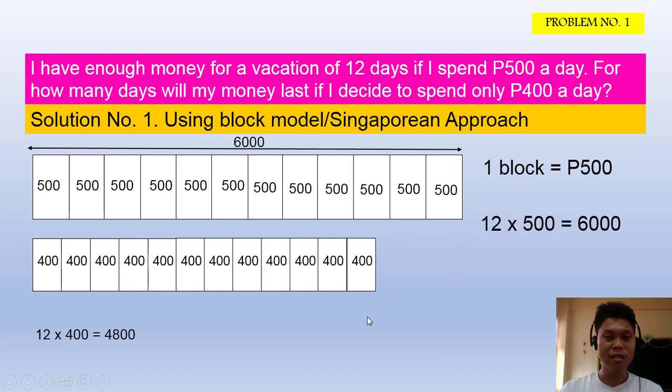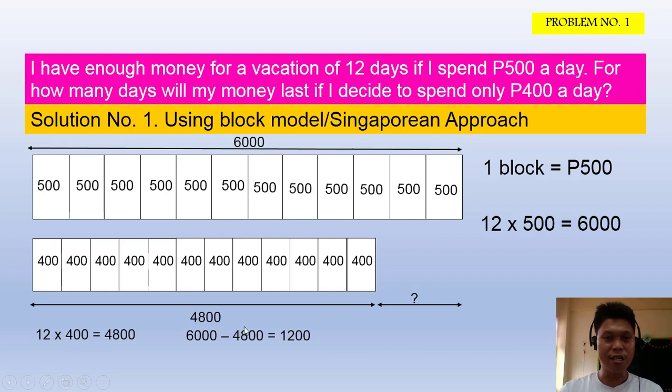Then, the question is, ilang days tatagal yung extra money ko? So, since alam natin na 6,000, from here going to here, 6,000, babawasan natin ng 4,800. So, 6,000 minus 4,800 is equal to the value of this missing block. So, 6,000 minus 4,800 is 1,200. So, 1,200 ito. Tapos, gagastusin natin ng 400 a day. So, kumbaga, 1,200 divided by 400, which is equal to 3.